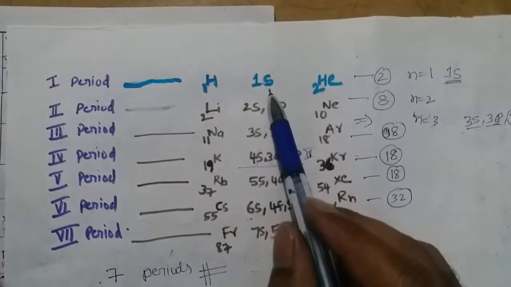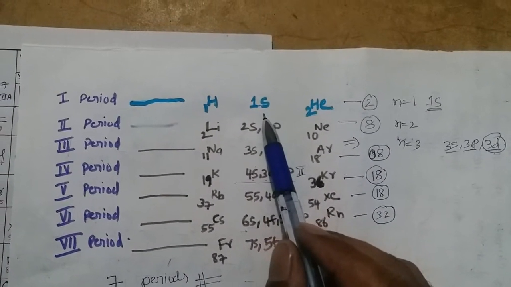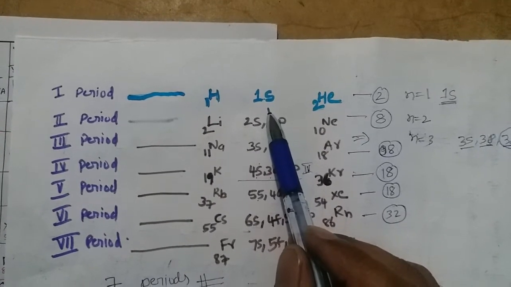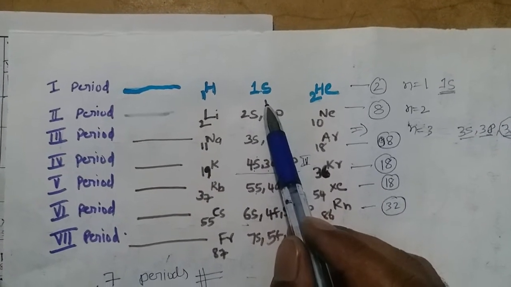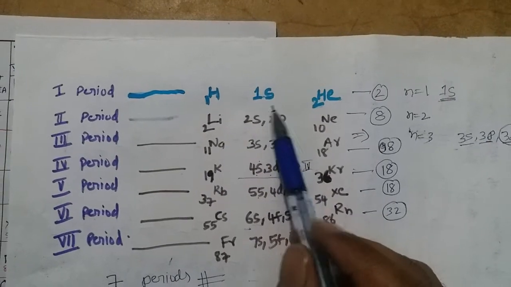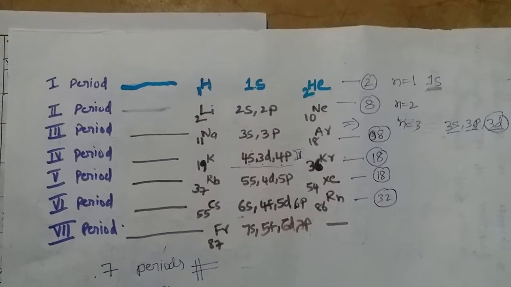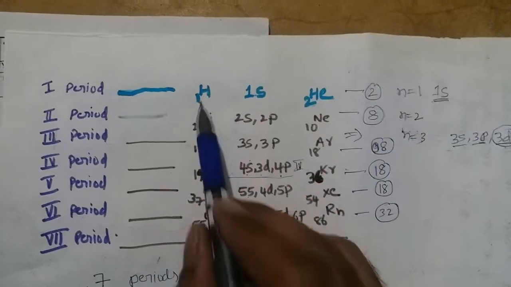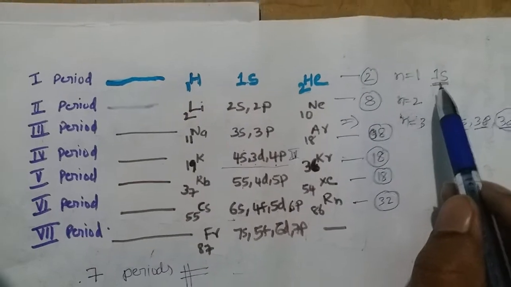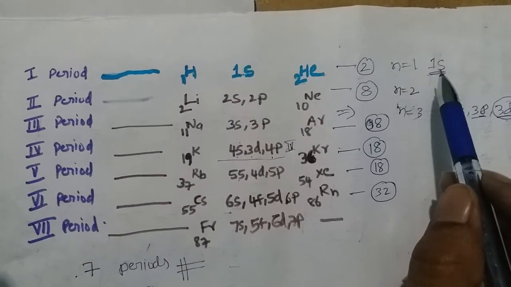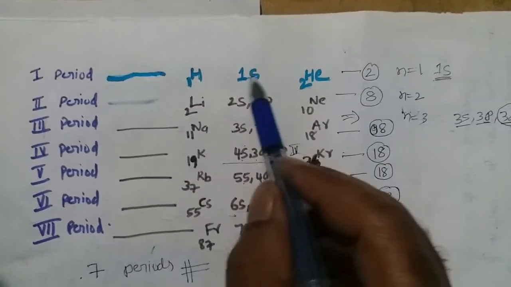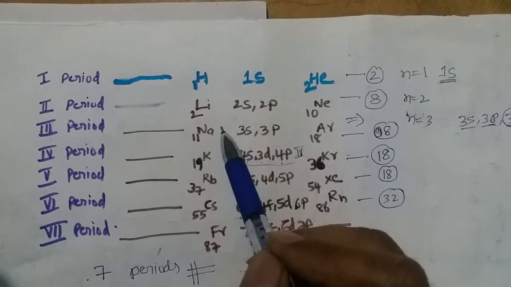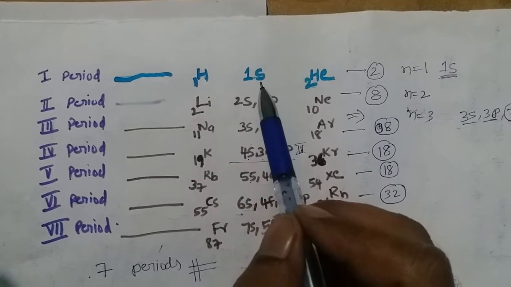The last electron which is coming to the outermost shell is called the differentiating electron. According to the differentiating electron, we can decide the block of that element. In the first period, the electrons are entering into the 1s orbital. So the first period elements, both, are s block elements. So in the first period we have s block elements.